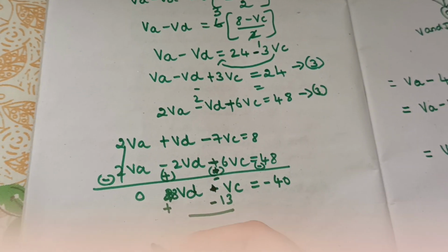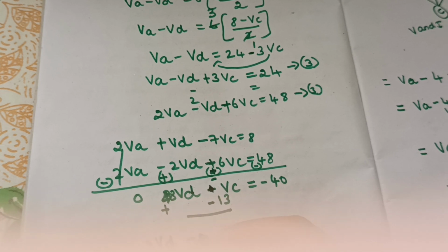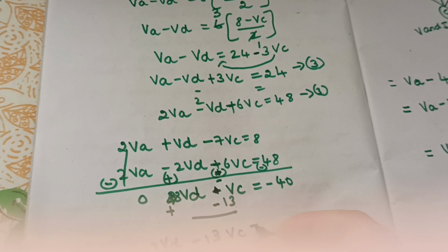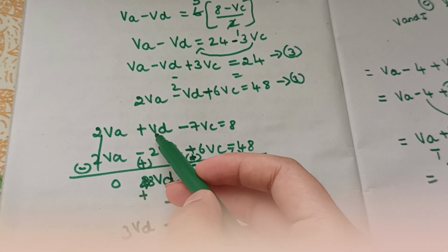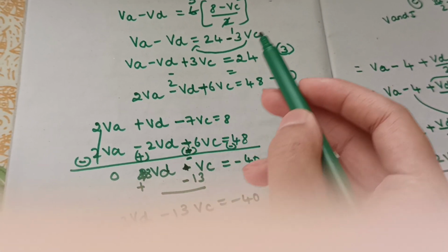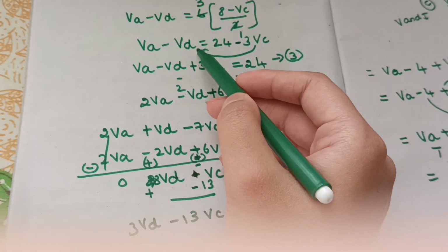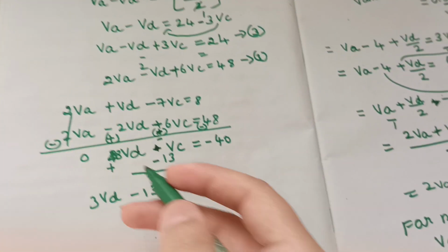Fine. Yes. So you get it as 3Vd minus 13Vc, which is equal to minus 40. Fine. I guess you got it. This was a plus Vd, which was already there. We missed it. And here when you shift minus 3Vc to here, you get plus 3Vc. Okay. Yes.